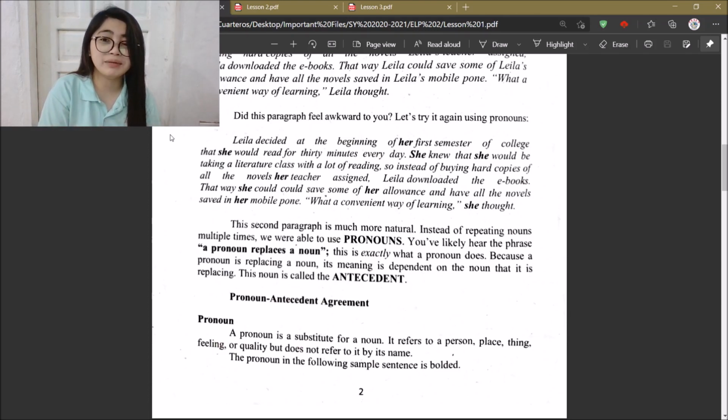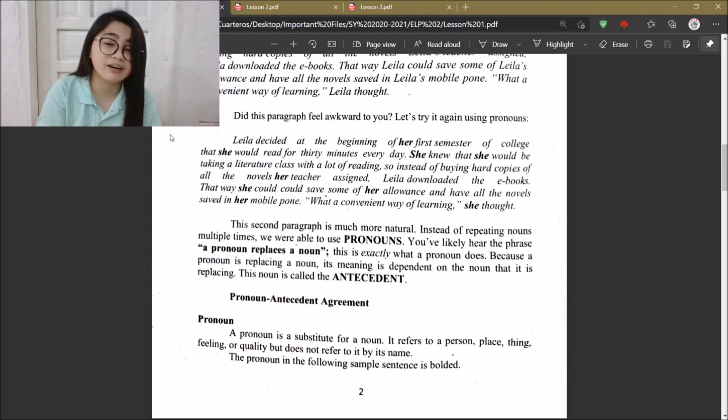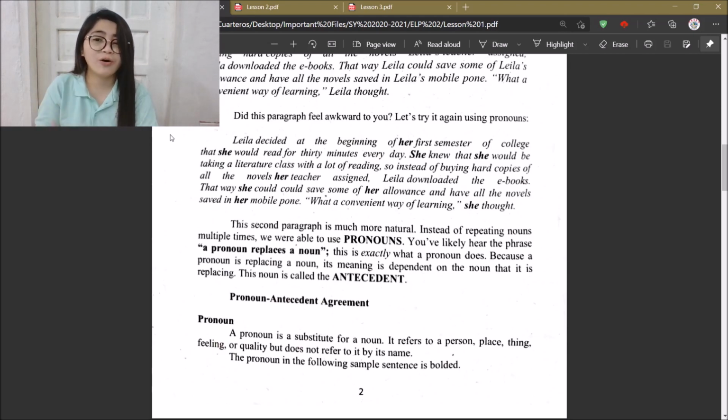Lila decided at the beginning of her first semester of college that she would read for 30 minutes every day. She knew that she would be taking a literature class with a lot of reading. So instead of buying hard copies of all the novels her teacher assigned, Lila downloaded the ebooks. That way, she could save some of her allowance and have all the novels saved on her mobile phone. What a convenient way of learning, she thought.